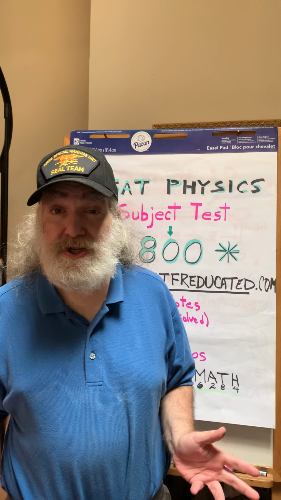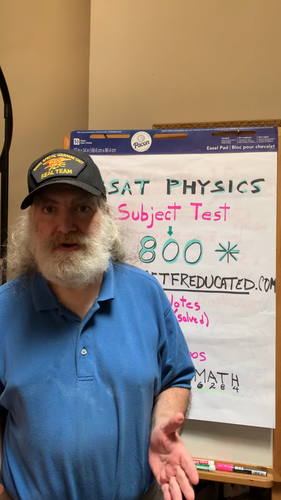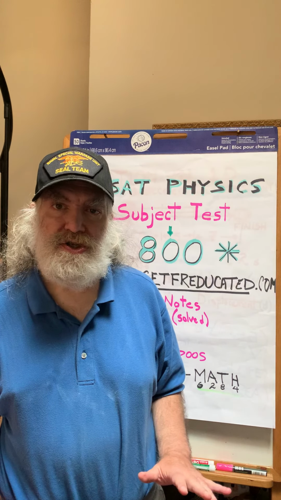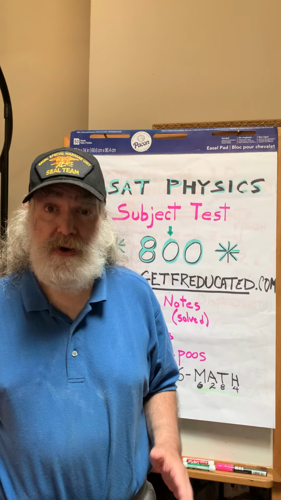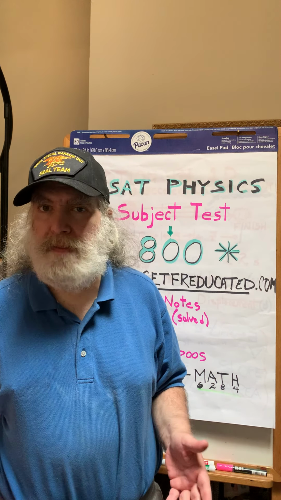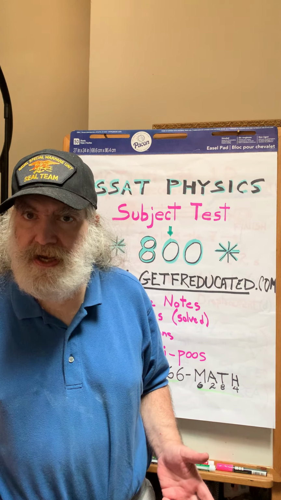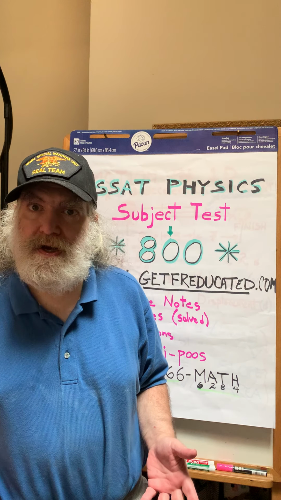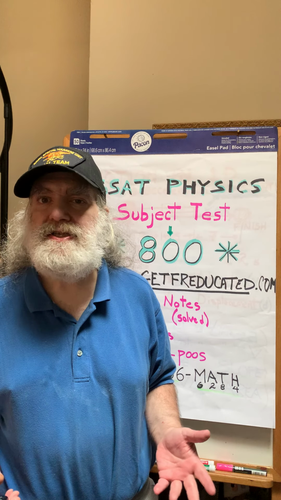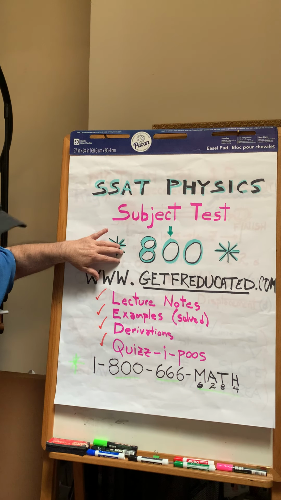Now it's time to get into the nuts and bolts of SSAT physics to get your 800. So maybe you want to take some notes, or maybe you just want to sit back and watch the video. Some students want to watch the video a couple of times, then take notes. How you do it is up to you, but I promise you that the videos you're going to see contain all the information that you need to get your 800. Because remember, you can get 82% of the questions correct and still get an 800. So 800 is where we're shooting for.